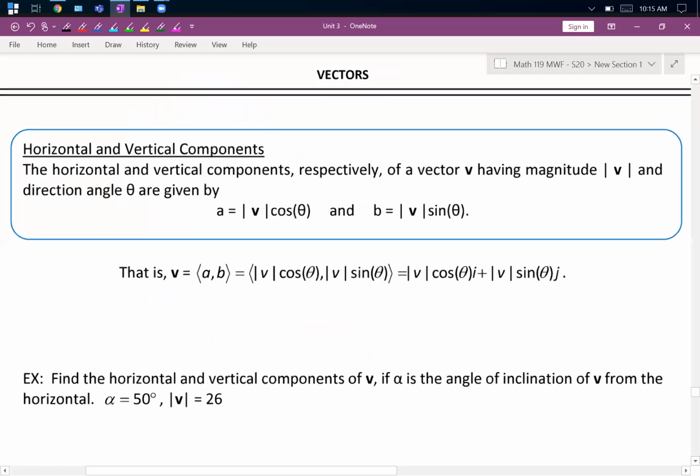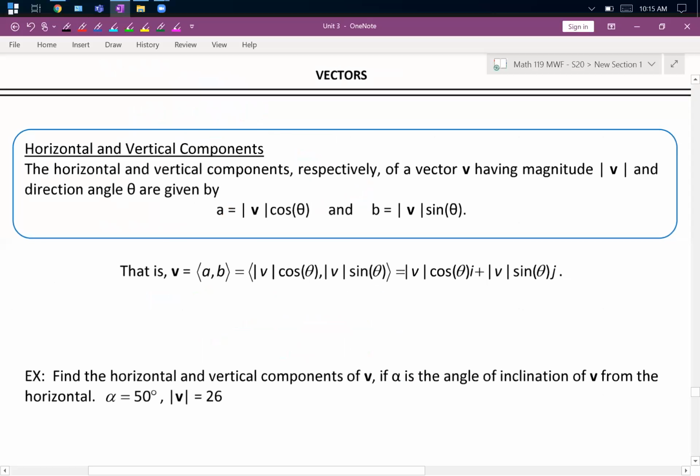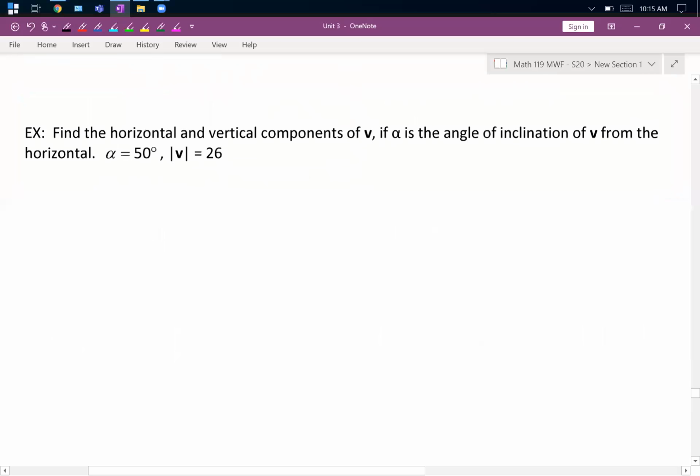The horizontal and vertical components of a vector can be defined. A equals the magnitude of our vector times cosine, and our component B is the magnitude of the vector times sine. And that just comes from, you know, SOHCAHTOA, if we looked at our diagram. So let's find the horizontal and vertical components of some vector v if alpha is the angle of inclination from the horizontal. So all we're doing is plugging into those formulas.